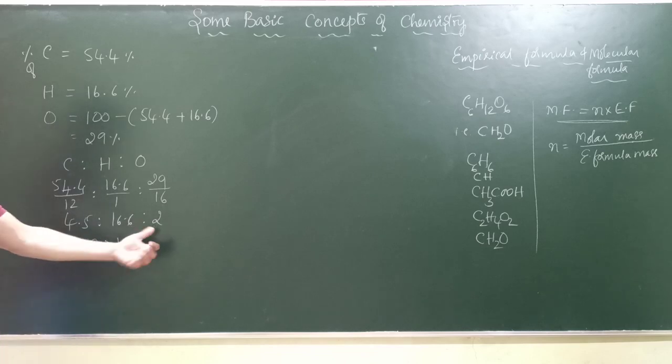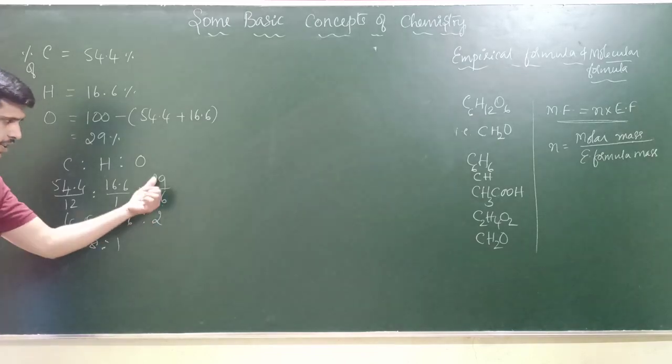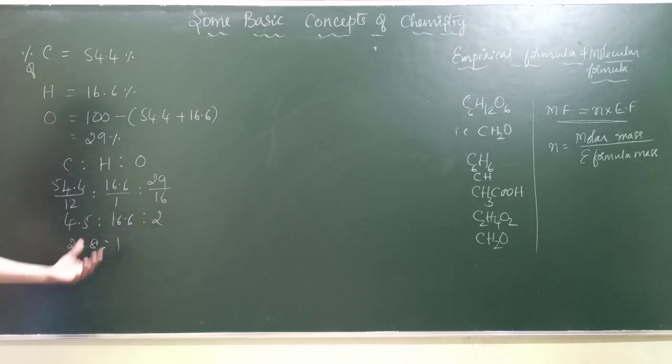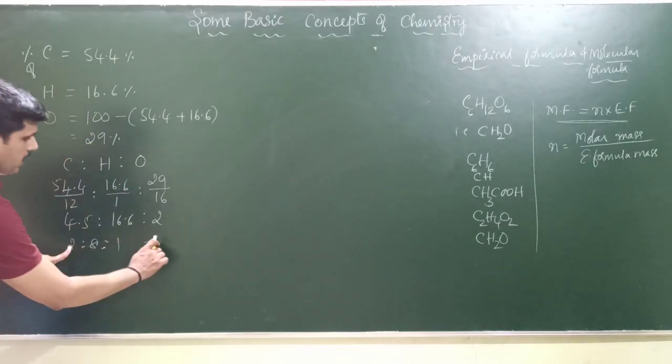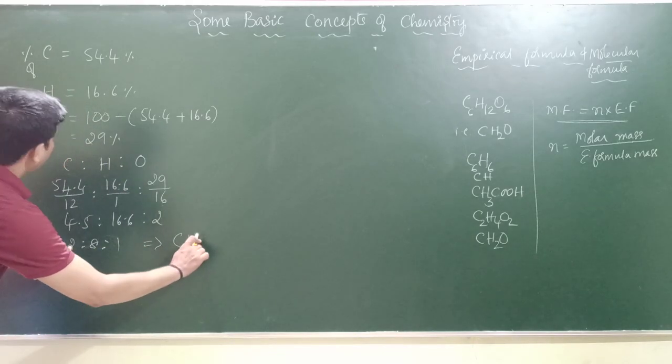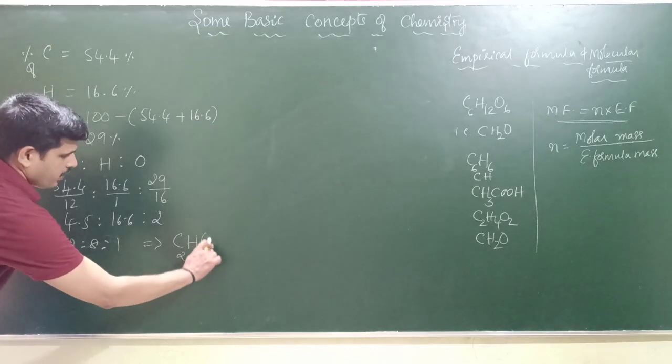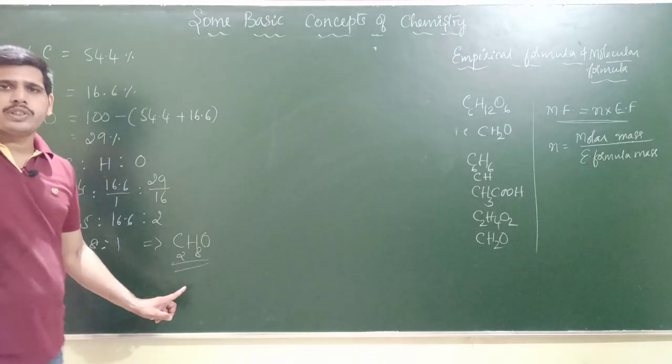So I am dividing it by 2. So 4.5 by, it's not exactly 2, you remember, you know it, isn't it? 29 by 16. So we are approximating it. So 2 is to 8 is to 1. So this is nothing but the formula C2H8O. This is a compound.